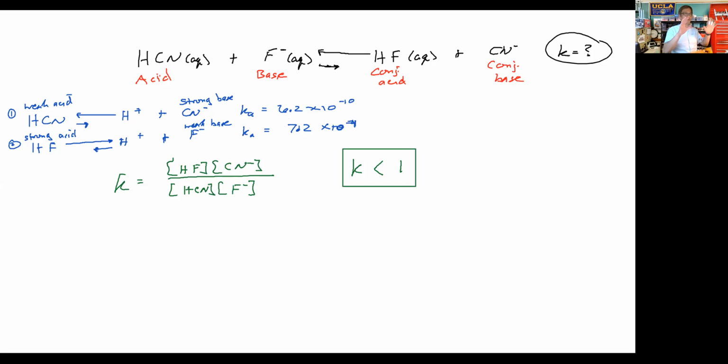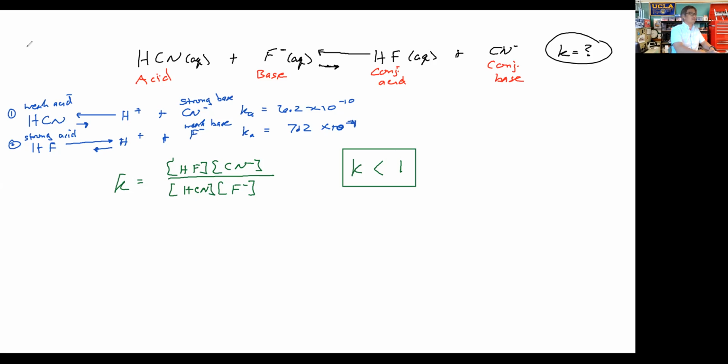So now that we know that K is going to be less than 1, let's take a look at number 8. Look at number 8 in your problem set. Using the information we have here, they want you to solve for K. We know K is going to be less than 1. What is K then?